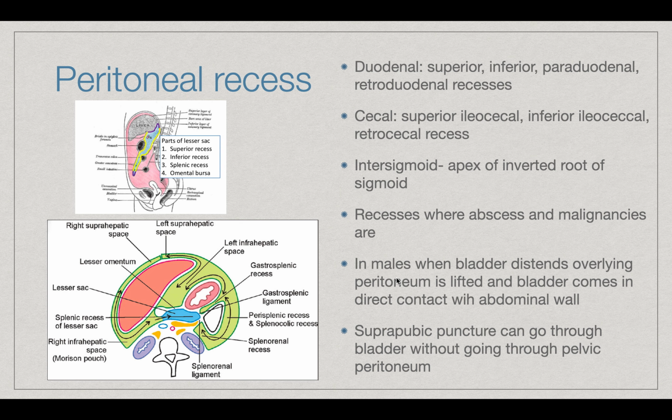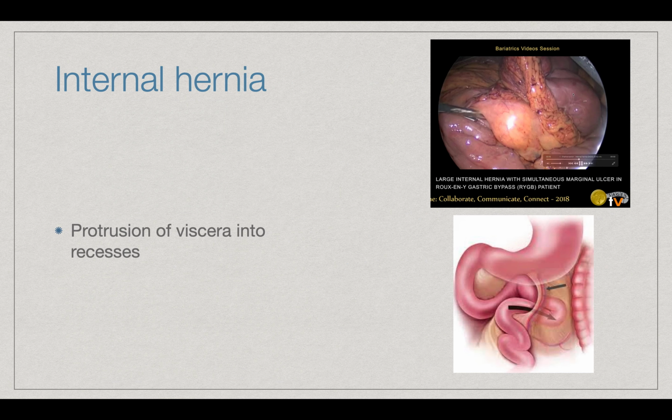In males, the bladder distends and the overlying peritoneum is lifted when it fills, and then the bladder can come into direct contact with the abdominal wall. That's important because any kind of suprapubic puncture can go right through the bladder without going through the pelvic peritoneum. It's kind of like a double-edged sword, because if you pierce the peritoneum, you can cause peritonitis, which is really life-threatening, but neither do you want to have your bladder pierced either, so just don't get stabbed there.